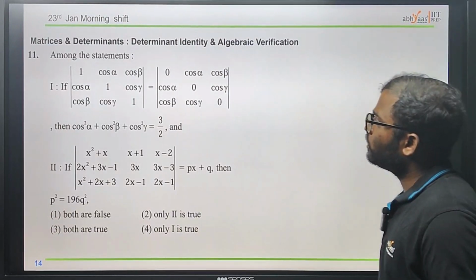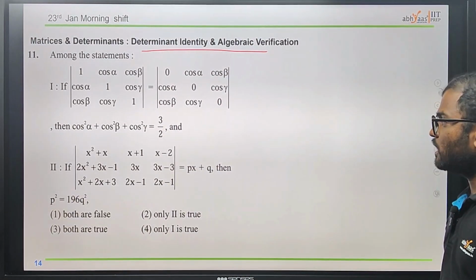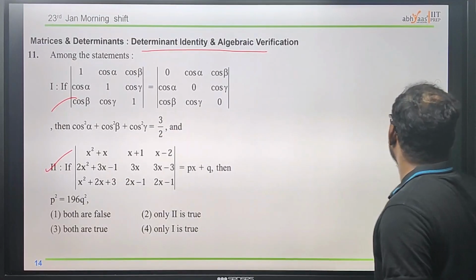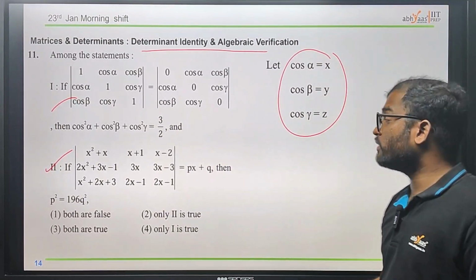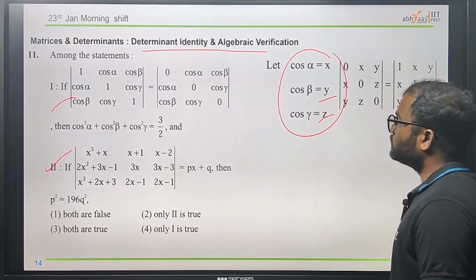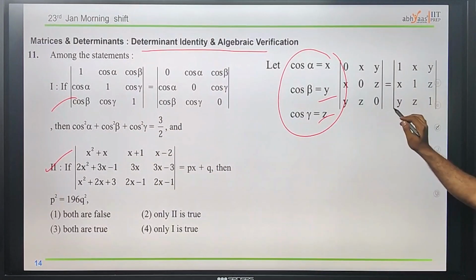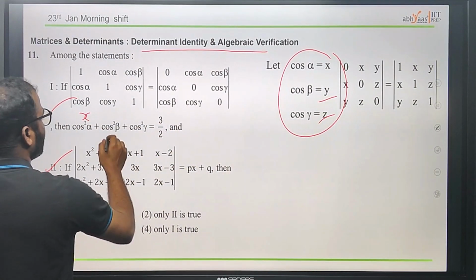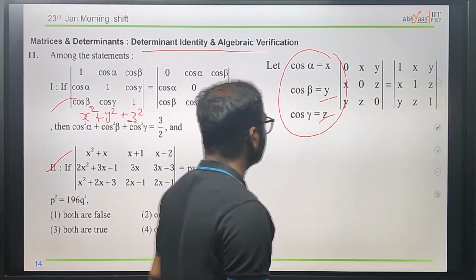Now I hope you understand matrices and determinants, using the identity and some algebraic calculations, which are given based on the statements. It is a statement based question. Now if you see here, assume cos alpha is equal to x, cos beta is equal to y and cos gamma is equal to z. Next you need to substitute those values in this one. After doing that, we can easily find the value, which is x square plus y square plus z square is equal to 3 by 2.